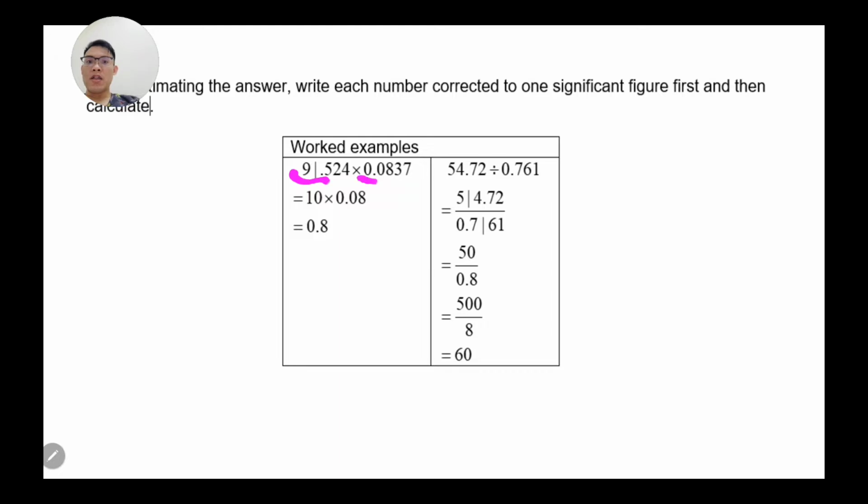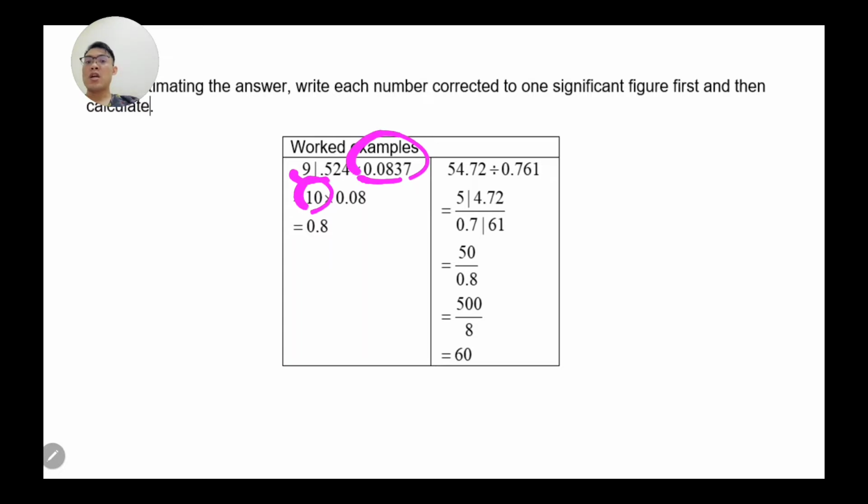This given and that given must be written into one significant figure. Now 9.524, we need to change it into one significant figure. That becomes 10. 9.5 becomes 10, and 10 has one significant figure. Instead of 9.524, it becomes 10, which has one significant figure.